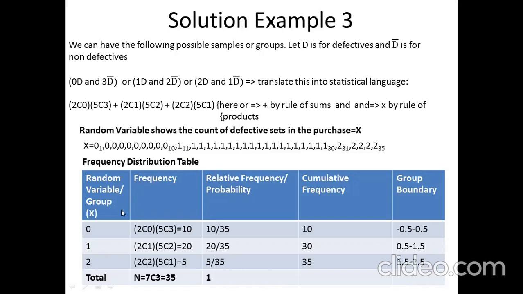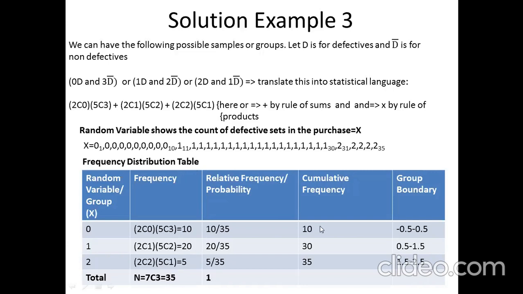The same things can be shown in this frequency distribution table as well. We have 3 different values of x, or the group values of x are 0, 1 and 2. The frequencies are 10, 20 and 5, with the same reasoning as we just discussed above. The sum of these frequencies is 35, which is equivalent to 7C3, and the relative frequency or probability is the ratio of the frequency of the group to the total frequency, which is 10 by 35, 20 by 35, and 5 by 35, summing to 1.